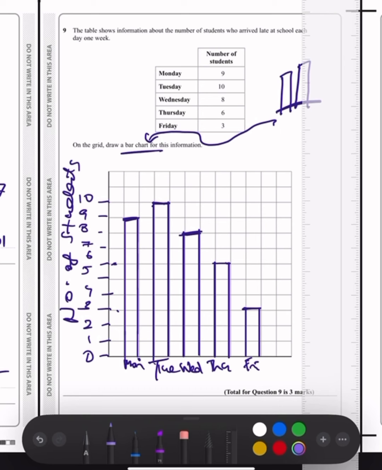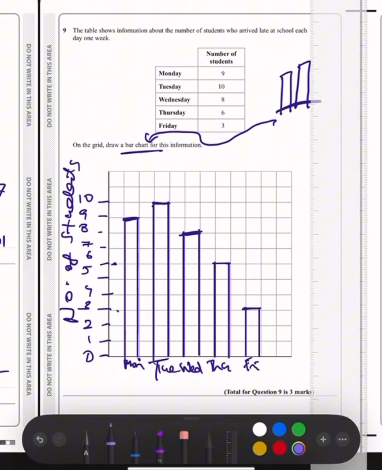And then in the horizontal one, which is your x-axis, we chose the days of the week from Monday to Friday. So again, first mark for making a scale, second mark for labeling the days of the week here, basically Monday, Tuesday, Wednesday, Thursday, Friday, and same mark for number of students. Then third mark for making the bars accurately on this. So super important to use scale here, and that's how you will gain a total of 3 marks, because they've only asked us to draw a bar chart.